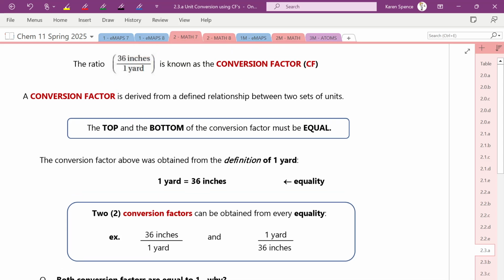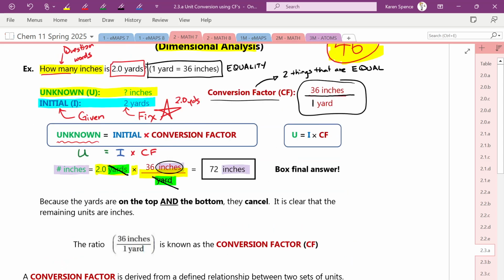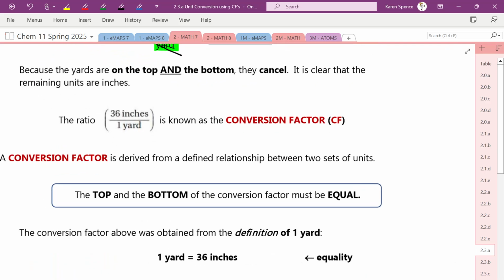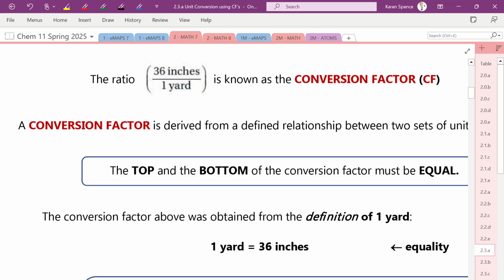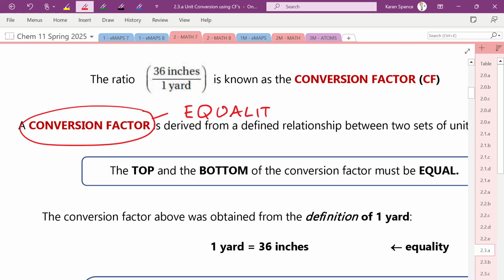All right, now, back to why this works. Do you remember we said that a conversion factor comes from an equality? The two things are equal to each other, yes? And if two things are equal to each other, like if I put a 6 over a 3 times 2, those two things are equal, yes? What do I get when I divide two equal things? I get the number 1.